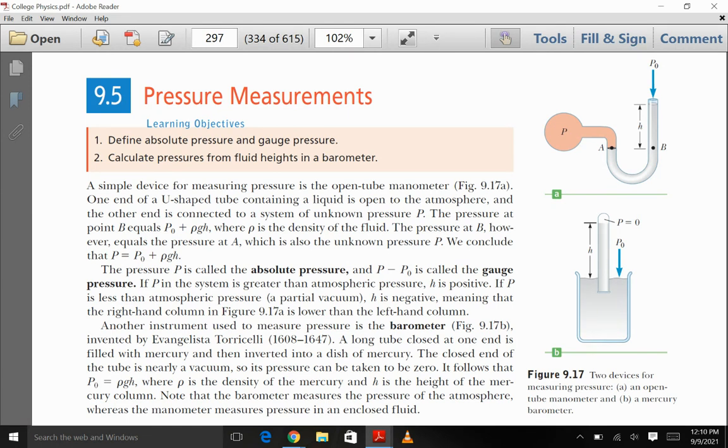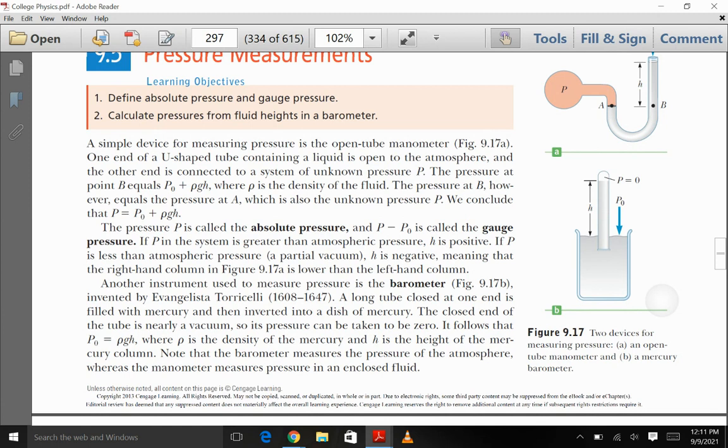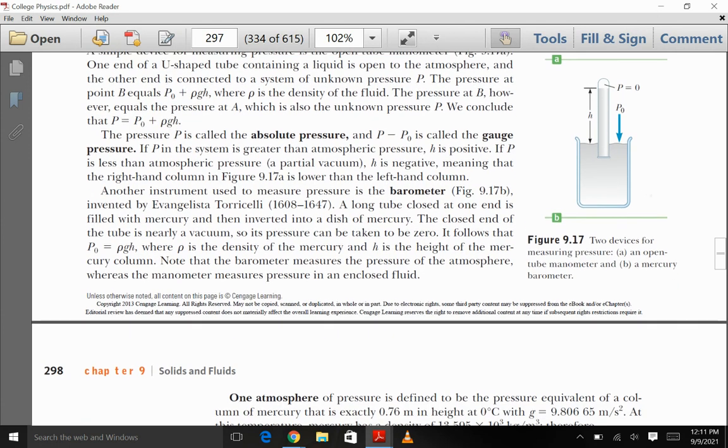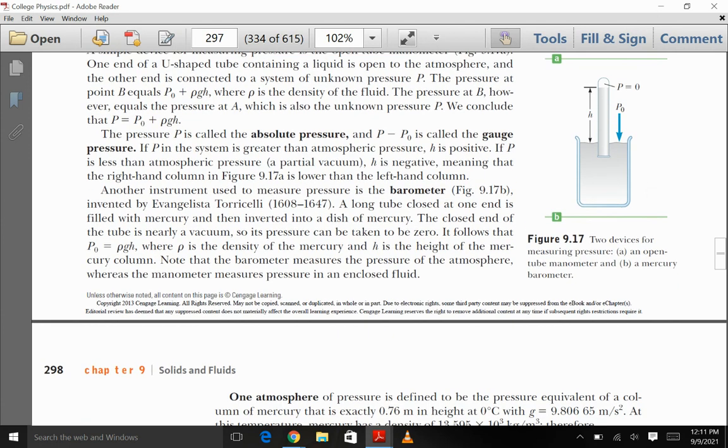Then another thing you'd want to look at is the barometer. So when you talk about the barometer, what you're basically talking about is that diagram that's remaining there, right? So for the barometer, what you are basically trying to do is measure the atmospheric pressure. So what you do is we're going to have a long tube which is closed at one end, and then you place it there. It's going to be almost a vacuum, right? And so its pressure can be taken to be zero.